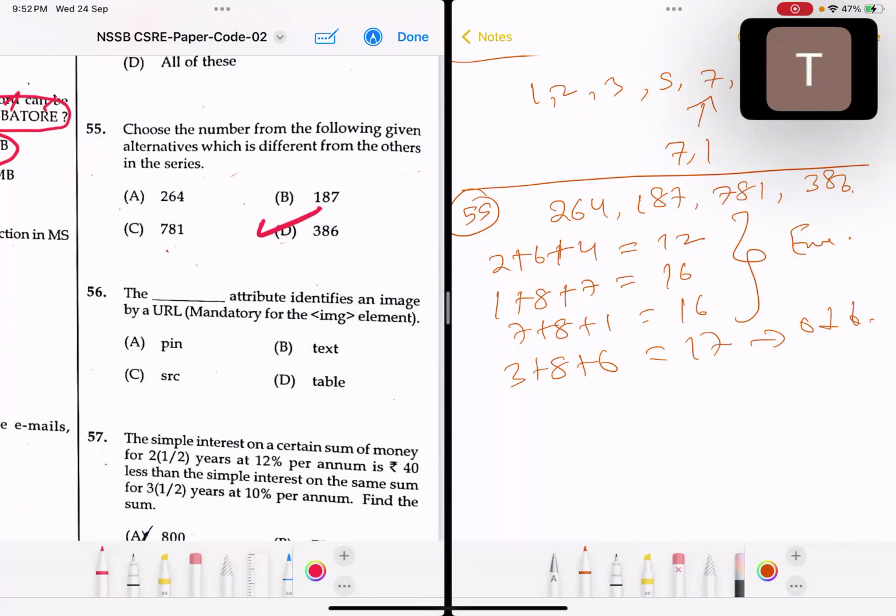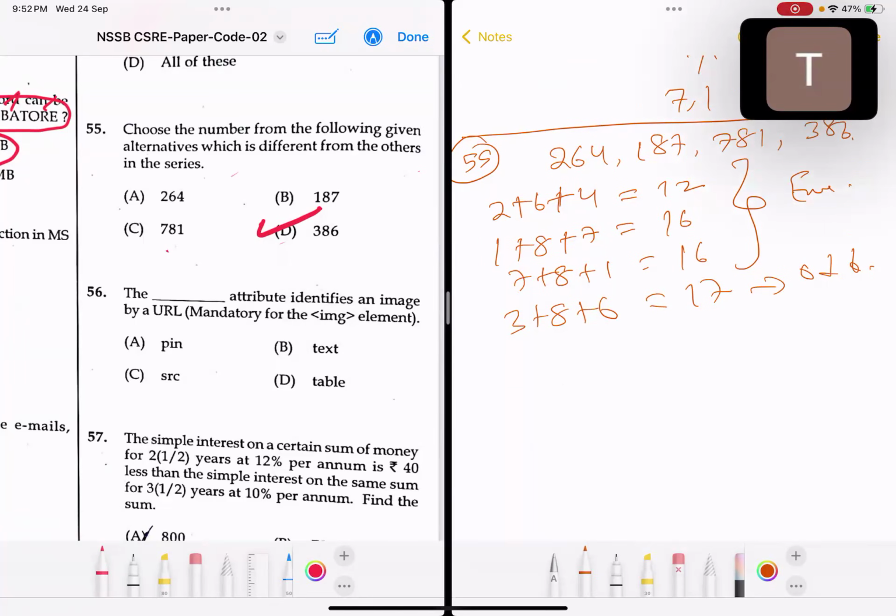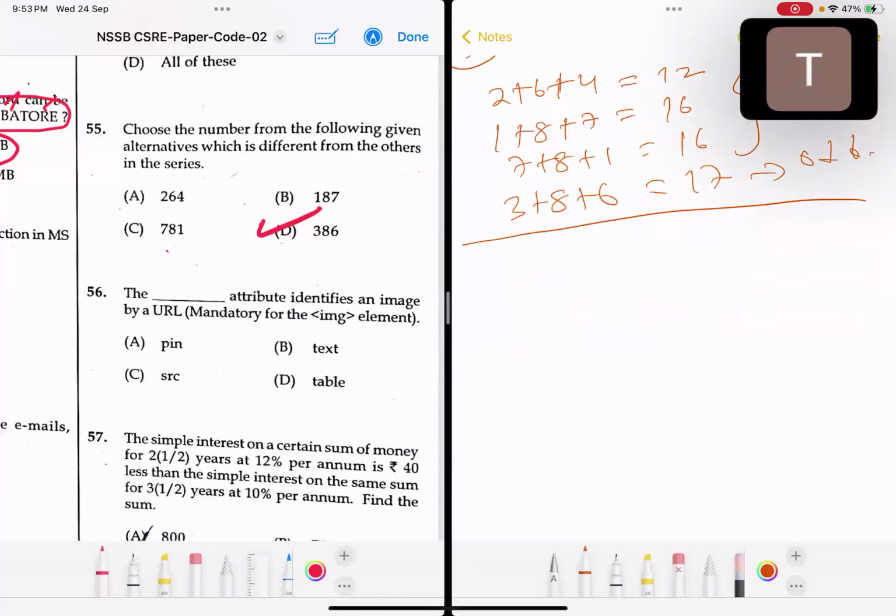And not the earlier one, okay? Earlier, I got a bit confused. I thought some of these were not divisible, but the answer should be D, okay? Because for the rest three, if we add the digits together, you will get an even number, okay?